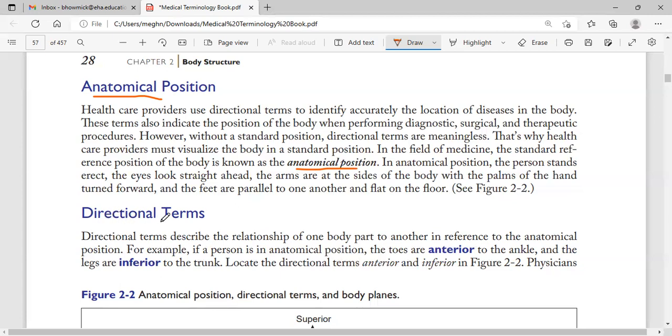And also directional terms. Directional terms describe the relationship of one body part to another in reference to the anatomical position. For example, in a person in anatomical position, the toes are anterior to the ankle, and the legs are inferior to the tongue.